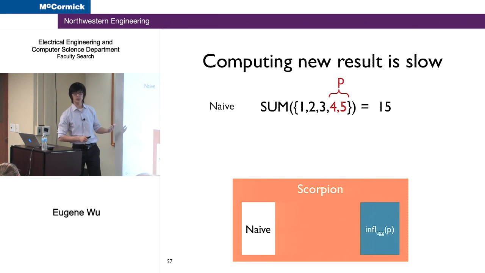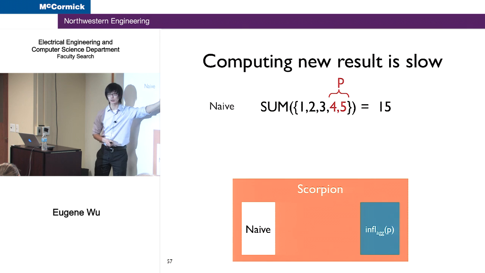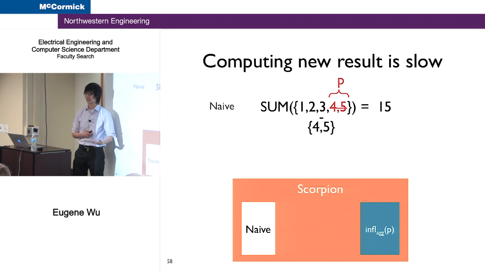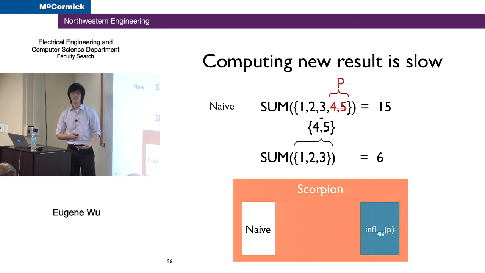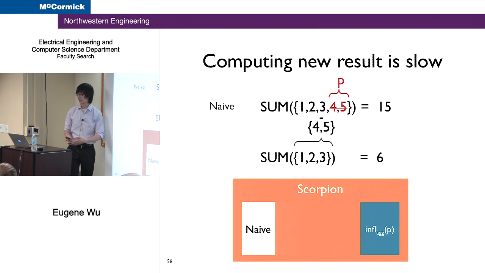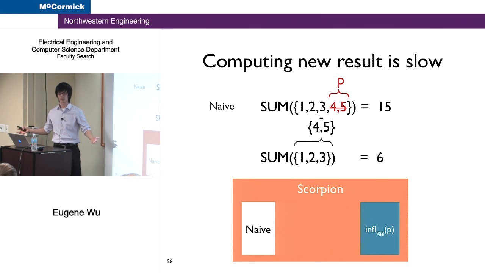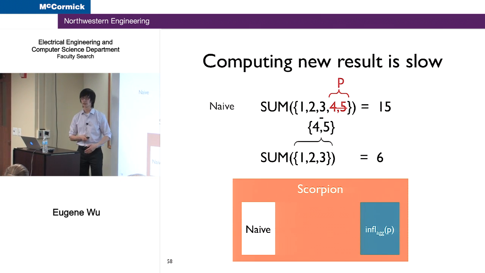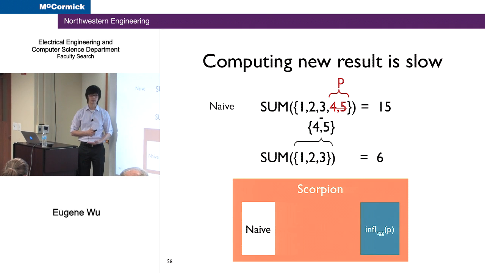So the naive way to do it, if we're computing the sum over 1, 2, 3, 4, 5, and we want to know what's the influence of the predicate that matches 4 and 5, what we need to do is first remove 4 and 5 from the input data, and then recompute the sum again, in order to compute the new result value, right? And of course, you can imagine if we have 1 million input readings, then this would be quite expensive, particularly because the predicate usually matches a small number of records.